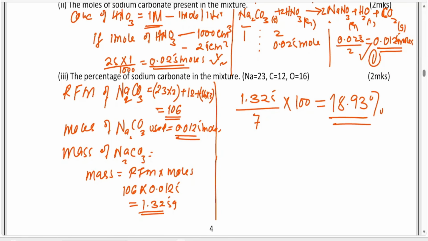So getting the relative mass, have a mark. Getting the mass, and the percentage, is 2 marks.